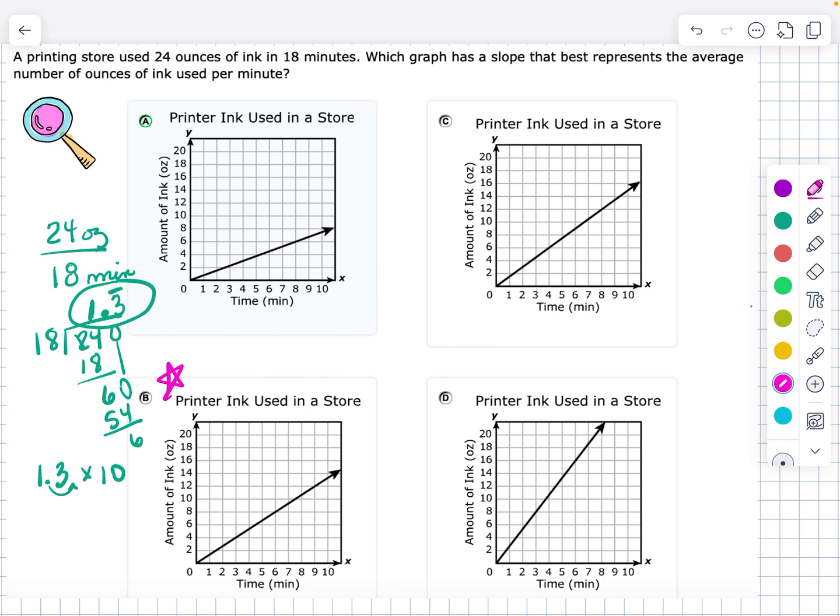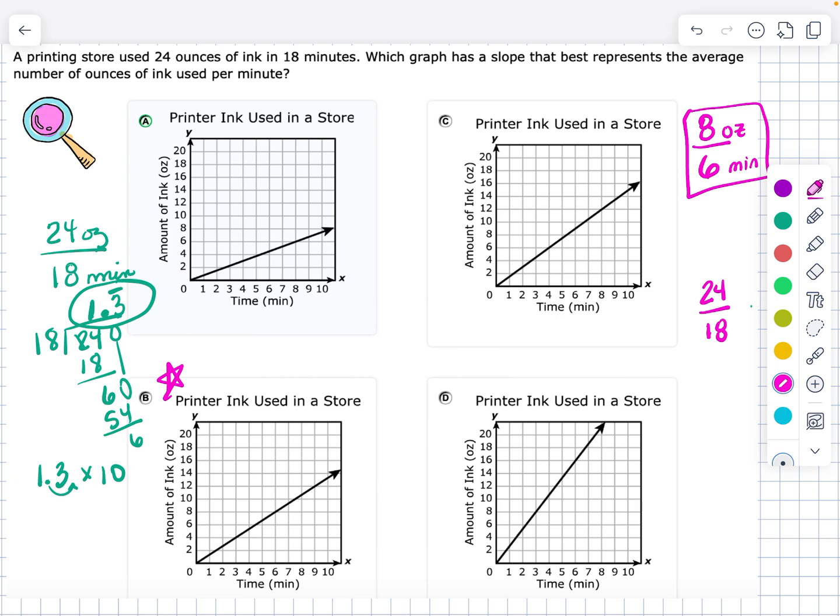Another thing you can do, so that's one way. Another thing you could do is look at this ratio again, and you may see that it's divisible by 6 or 3, whatever you want to choose. If I choose 3, 3 times 8 is 24, and 3 times 6 is 18, so I got 8 over 6. And remember, ounces are on top, minutes are on bottom. So now I've got, in 6 minutes, I'll use 8 ounces.